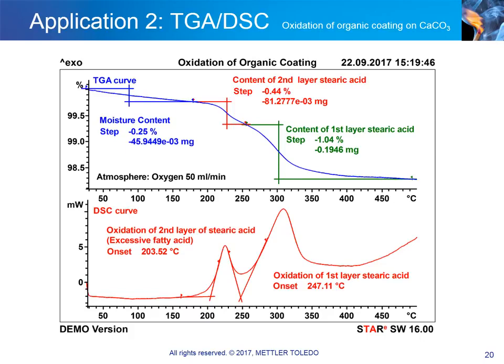Using TGA, the amount of stearic acid on the calcium carbonate can be accurately determined. This is illustrated on the slide. The sample was heated in oxygen from room temperature to 400 degrees in an aluminum pan with a pierced lid. The upper curve is the TGA curve.